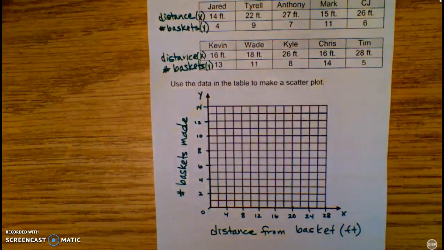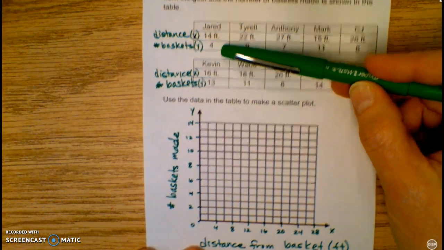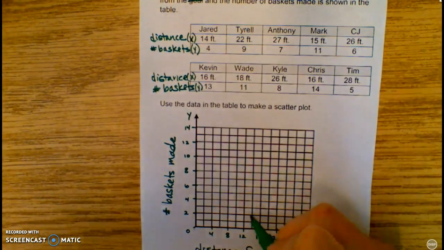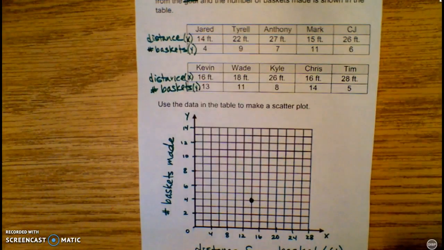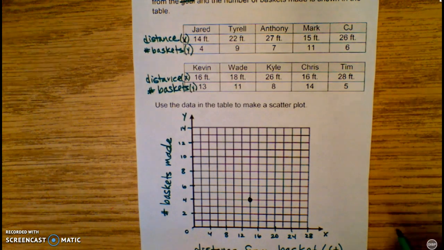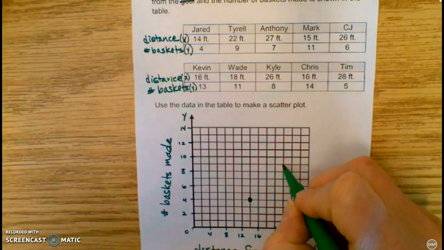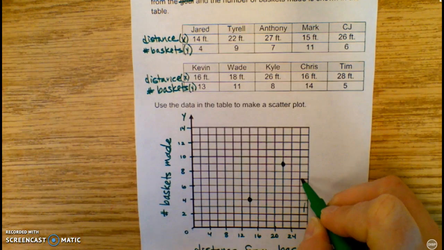So remember, each person's data becomes a point on your chart, just like we did when we put our graphs out in the hallway. So at 14 feet, Jared made 4 baskets. So make sure you put a nice visible dot for Jared. And then let's see, the next kid was at 22 and made 9. And then we have 27, which is going to be right over here. Whoops, and they made 7.